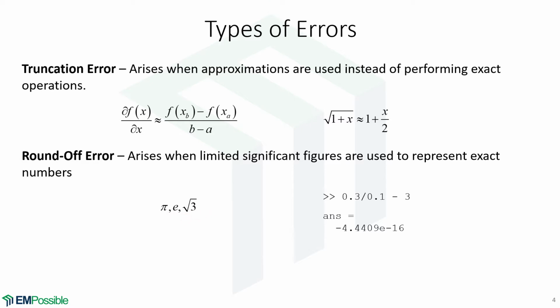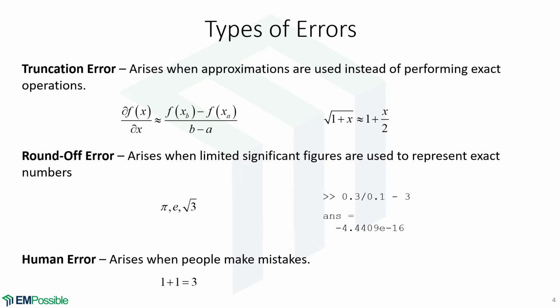Other times that this can come up, go into MATLAB and type in 0.3 divided by 0.1. That should give us an answer of 3. And then if we subtract 3, we should get 0, but this is actually the answer that we get. And that's because with floating point arithmetic, these numbers really can't be stored exactly. And so we get these small errors. That's a round-off error.